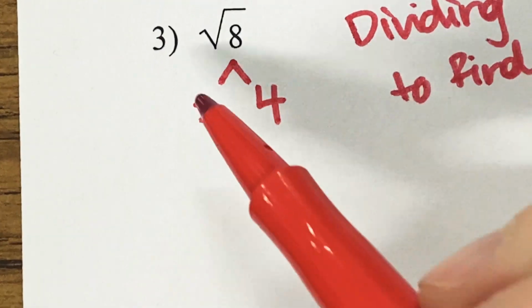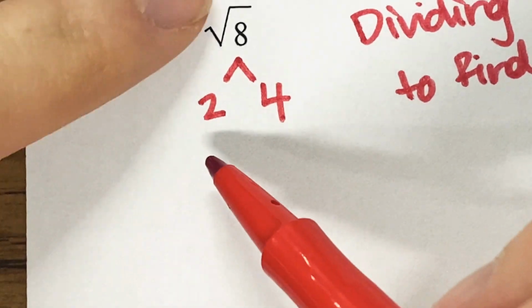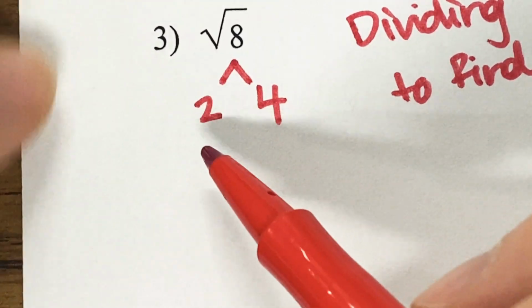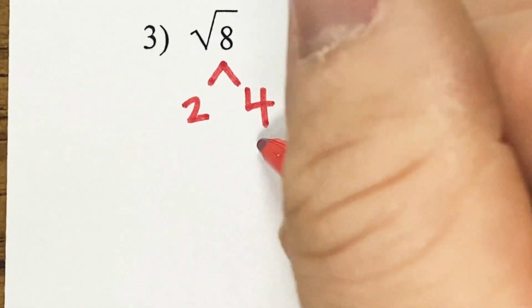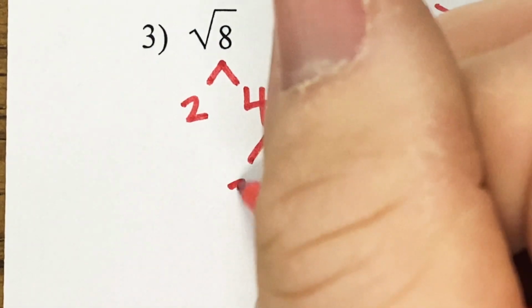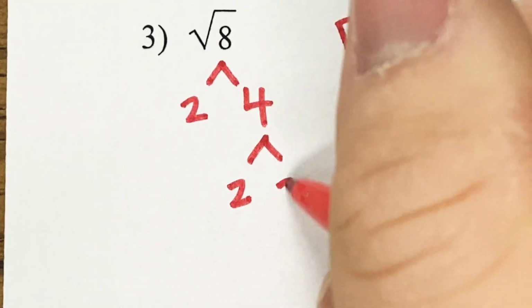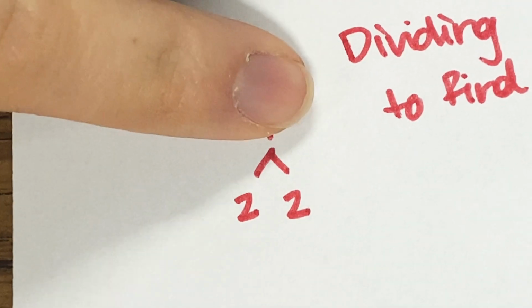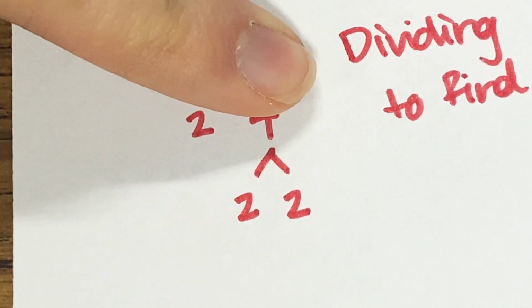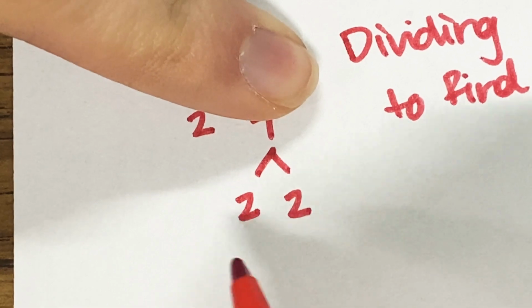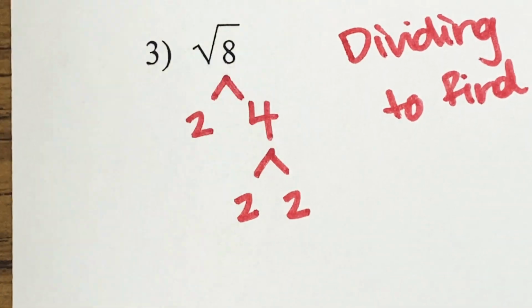Okay, so let's break down. If we were to break down 2, that would only be 2 and 1. So we're just going to leave 2. But what about 4? How can we divide 4? We can also divide it by 2. That would give me 2 and 2. So now we're looking at these 3 2's. Do you see a pair, 2 of the same numbers that can leave the radical?